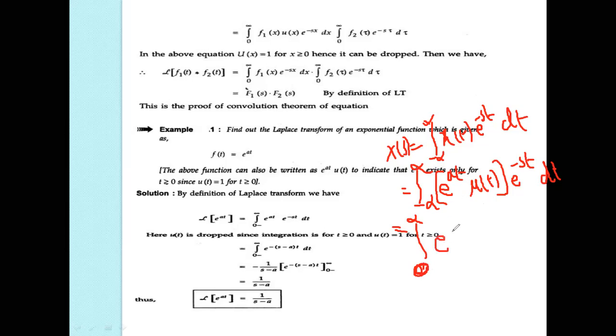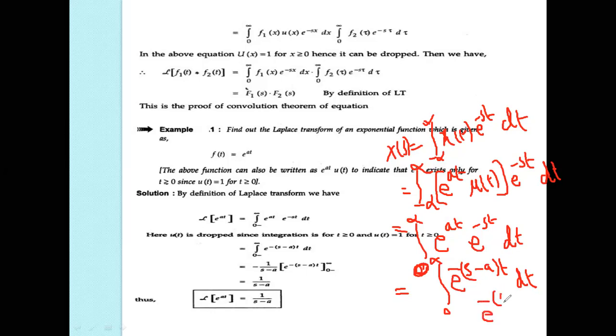Okay, so the integral of e power a t, e power minus s t dt, because mu of t is equal to 1 there. So e power a t, take the common e power minus s minus a into t dt, integral 0 to infinity. Take the minus here: s is a minus, and minus into minus is a plus. Apply the integral for the exponential value. That is e power minus of s minus a into t whole divided by the minus of s minus a, with upper limit infinity and lower limit 0.